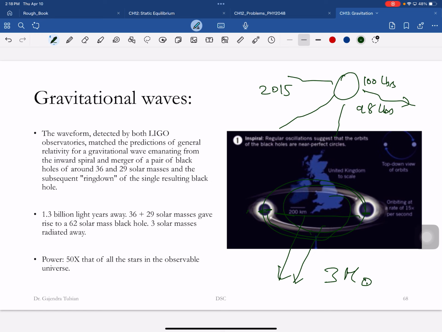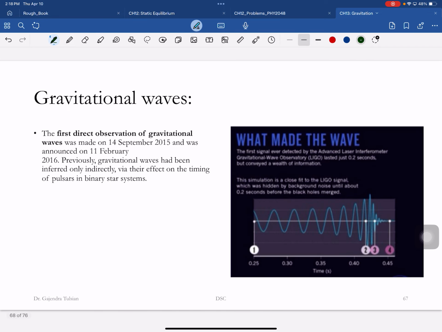So how do we see this? Did you guys understand the problem? Do you understand the magnitude of the event? All right, so how do we see it?